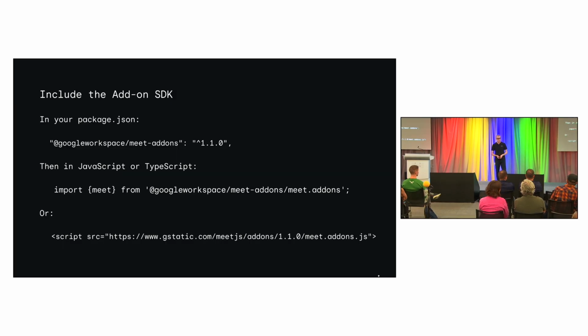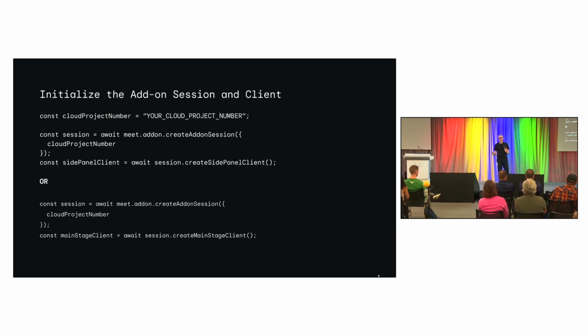So to build the Meet add-on, you're going to use the SDK. You're going to add the SDK package to your actual product, whether that's JavaScript or TypeScript. We're working in 1.1.0 right now. That's our GA launch. So that's the package that you're going to work on. And then you're going to initialize the session.